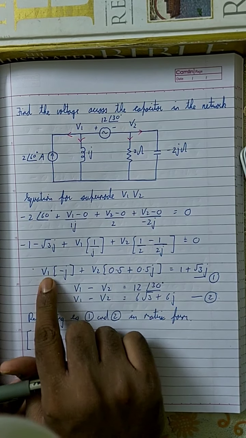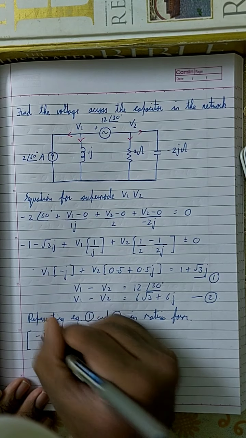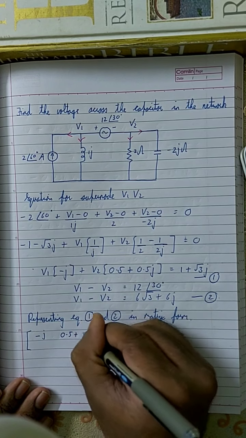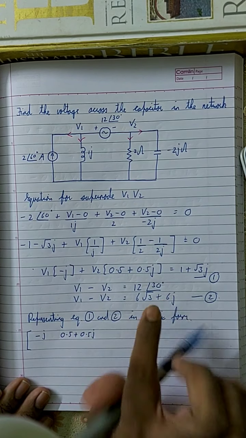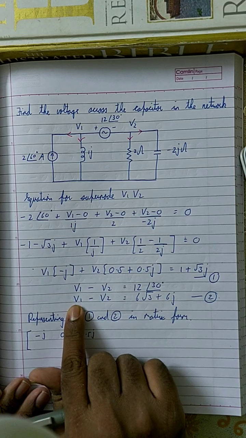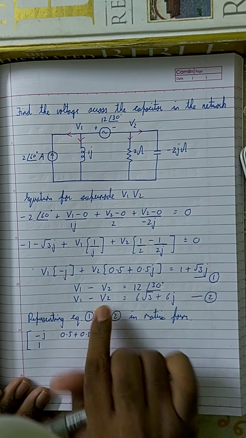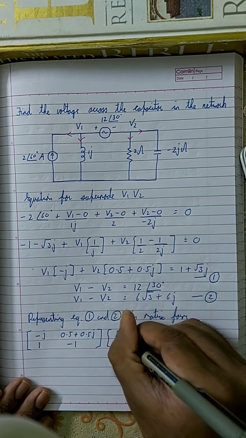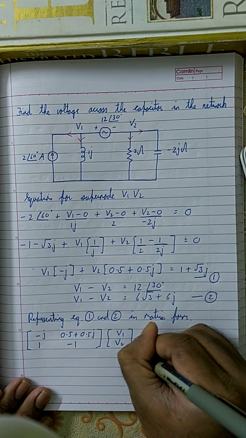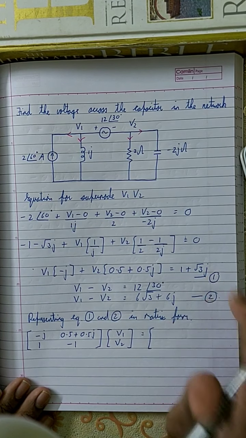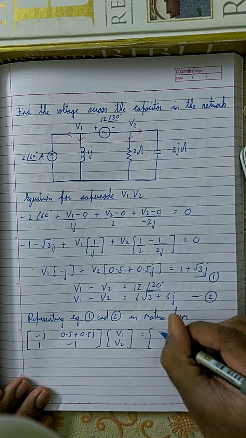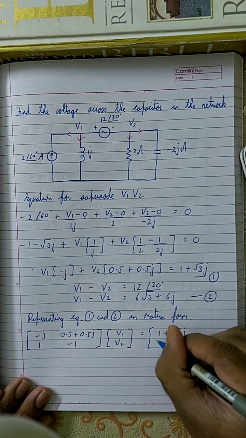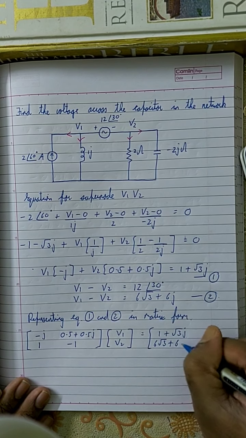What is the coefficient of V1? Minus J. What is the coefficient of V2? 0.5 plus 0.5J. In the second equation, what is the coefficient of V1? It is 1. What is the coefficient of V2? It is minus 1. The unknowns are V1 and V2, and this is equal to the constants: here you have 1 plus root 3J, and here you have 6 root 3 plus 6J.